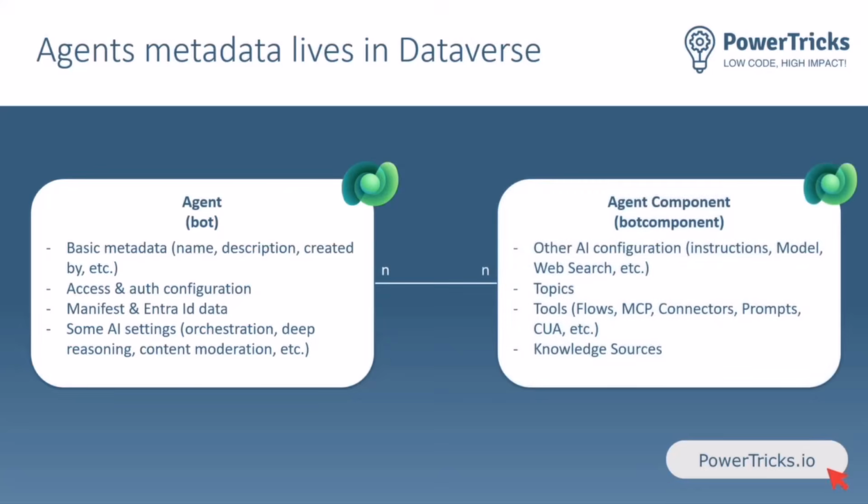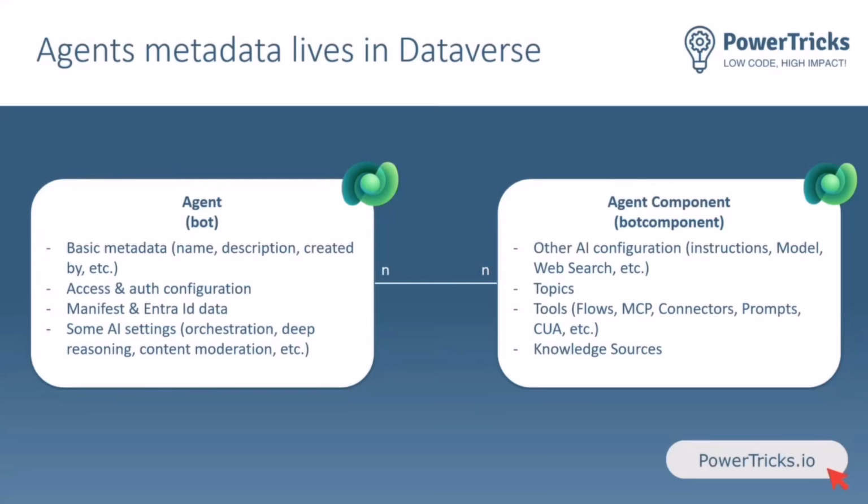And then the other table, which is the most relevant for what we're doing here, is the agent component table. Any tool, whether it's a connector, a flow, an MCP server, a prompt, or any knowledge source that is configured for the agent will show in the bot component table. You also have a specific component for the instructions, the model, whether web search is enabled or not.